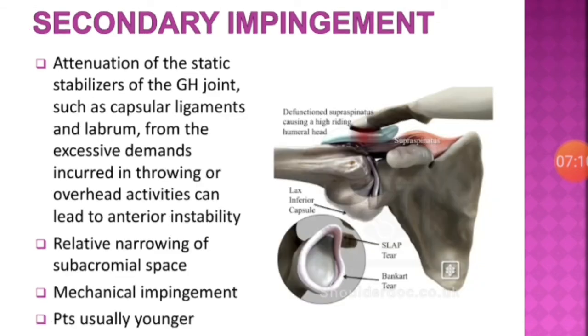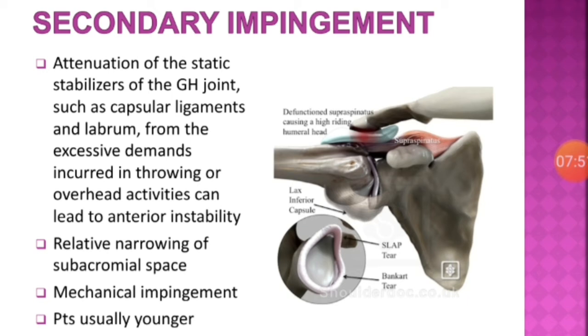Secondary impingement is the attenuation of the static stabilizers of the glenohumeral joint, such as capsular ligaments and labrum, from the excessive demands incurred in throwing or overhead activities, which can lead to anterior instability. Secondary impingement is a clinical phenomenon which results in relative narrowing of the subacromial space. This often results from glenohumeral or scapulothoracic joint instability.